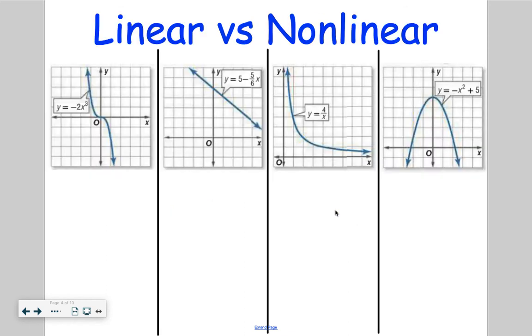So the first thing we're going to do is look at graphs. I want you to take a minute and decide which of these 4 graphs is linear and which is nonlinear, and make sure you give a reason.